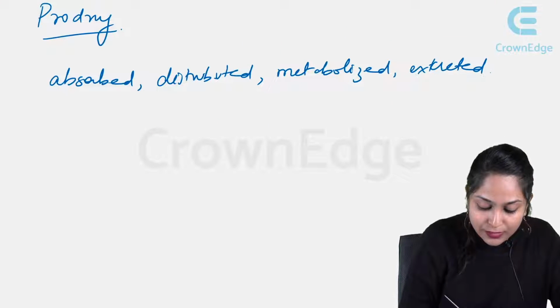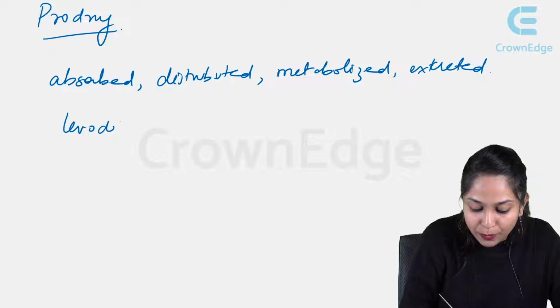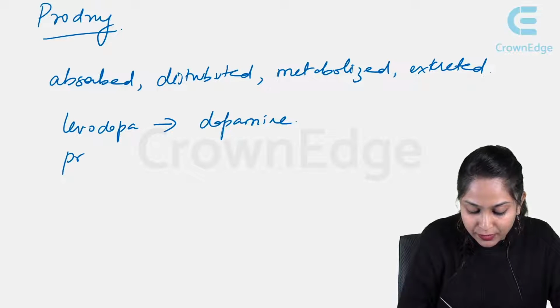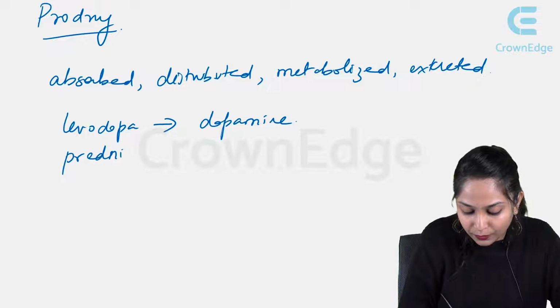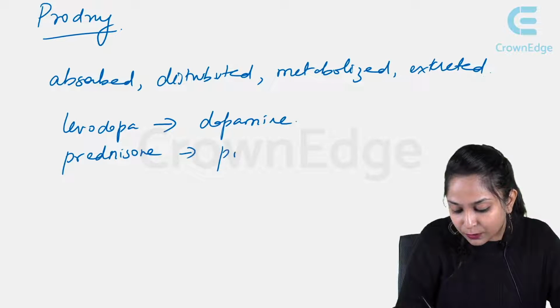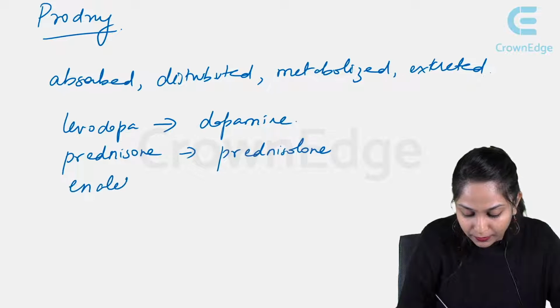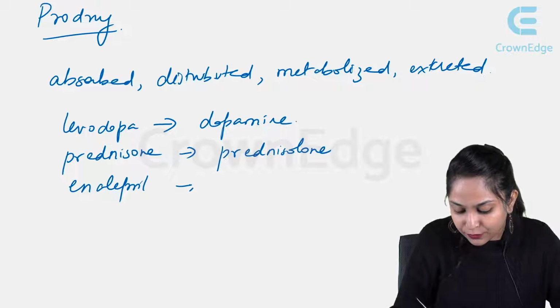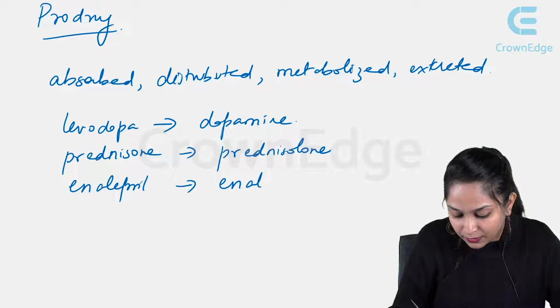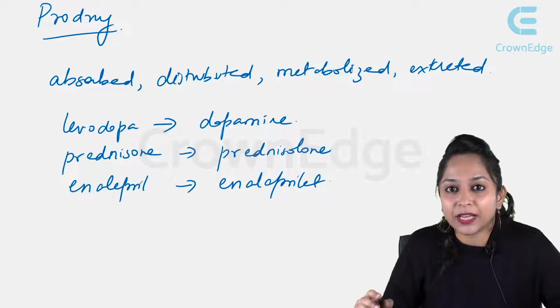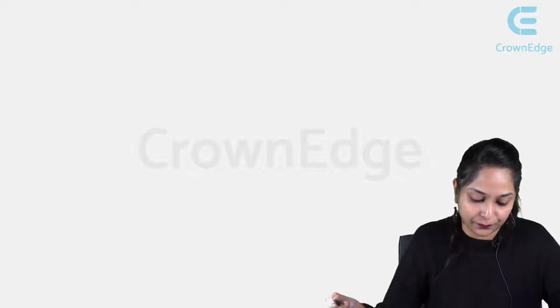I'll just give you a few examples, like levodopa, and the active form of it is dopamine. If it's prednisone, the active form is prednisolone. And enalapril, the active form is enalaprilat. So I hope that concept is clear again.